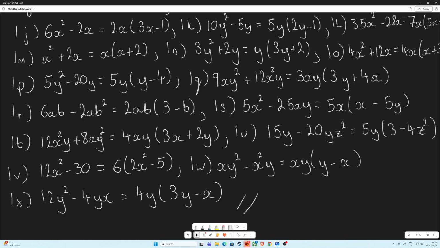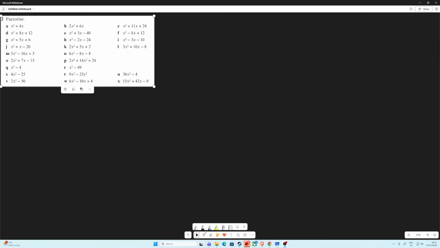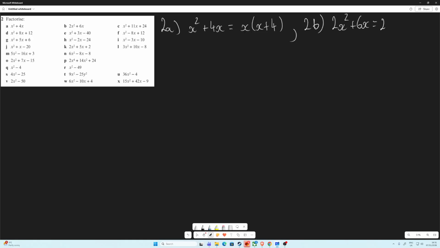Okay, that is exercise 1c, question 1. Let's dive into question 2. Okay, so 2a of x squared plus 4x, that is just x into x plus 4. 2b, 2x squared plus 6x, we can take 2x as the common factor, and we're left with x plus 3.